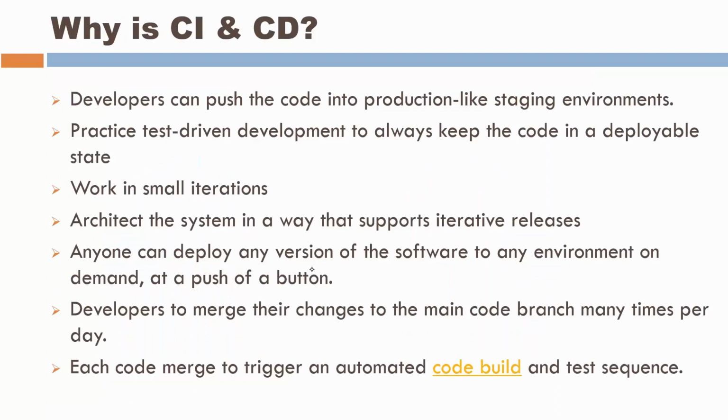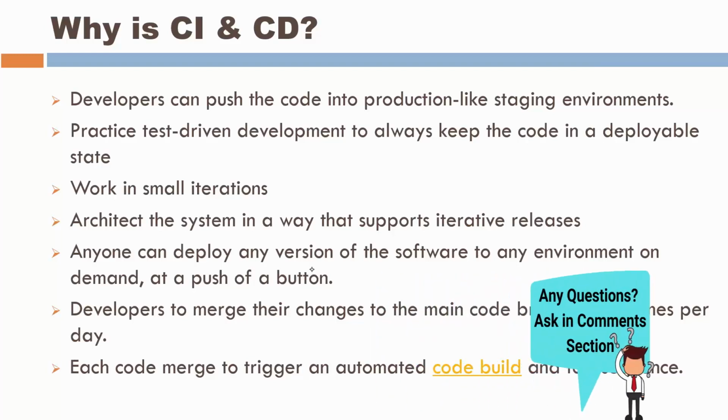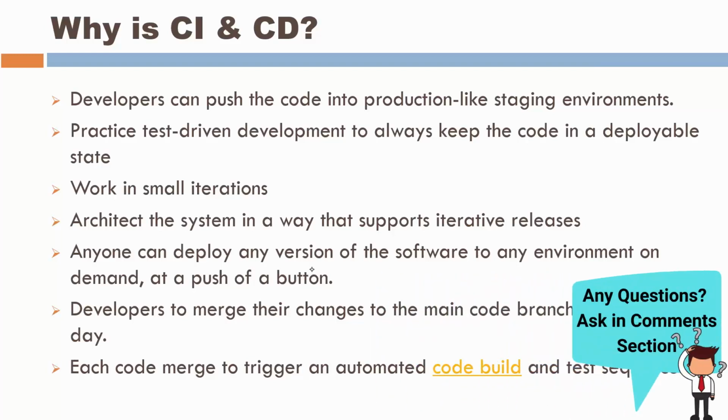Why do we use CI/CD? We have already discussed this point. Let me explain quickly. Developers can push the code into a production-like staging environment, right? Multiple times push the code, not into production only, but also in the test environment, the stage environment, the cert environment, the qual environment. It's up to the requirement of your client, requirement of your team, how many environments you need there. So developers can push the code there.